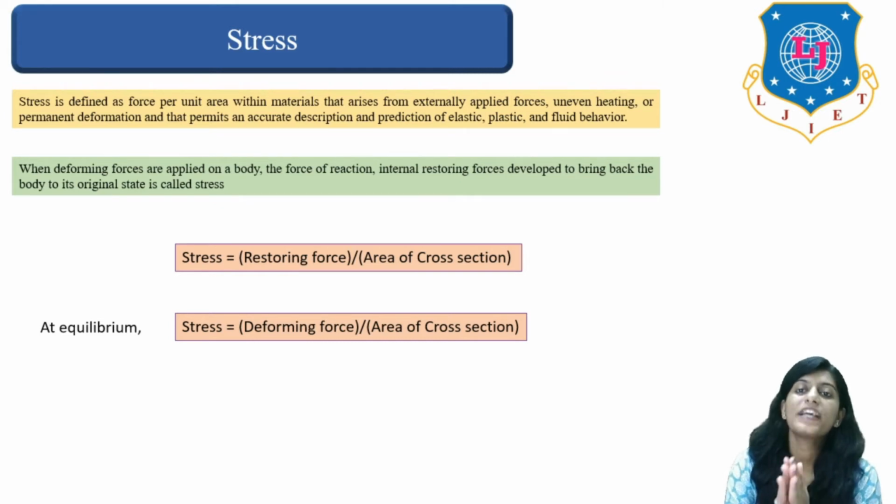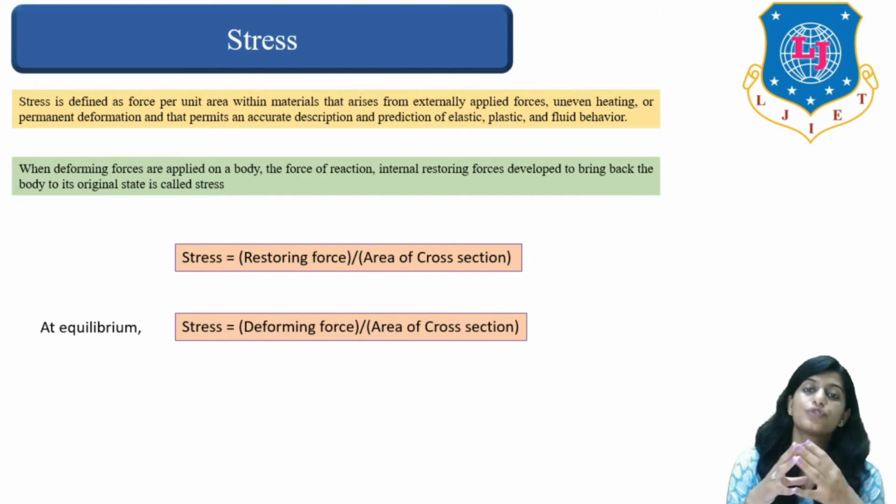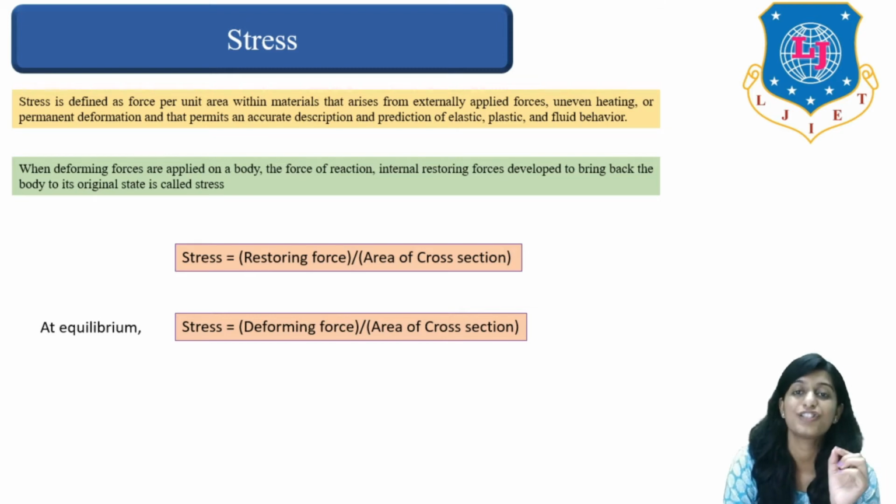When deforming forces are applied on a body, the force of reaction, the internal restoring forces developed to bring the body back to its original position, is known as stress. Stress is represented by restoring force per unit cross-sectional area, right? And under equilibrium condition, stress is equal to deforming force per unit area of cross section.